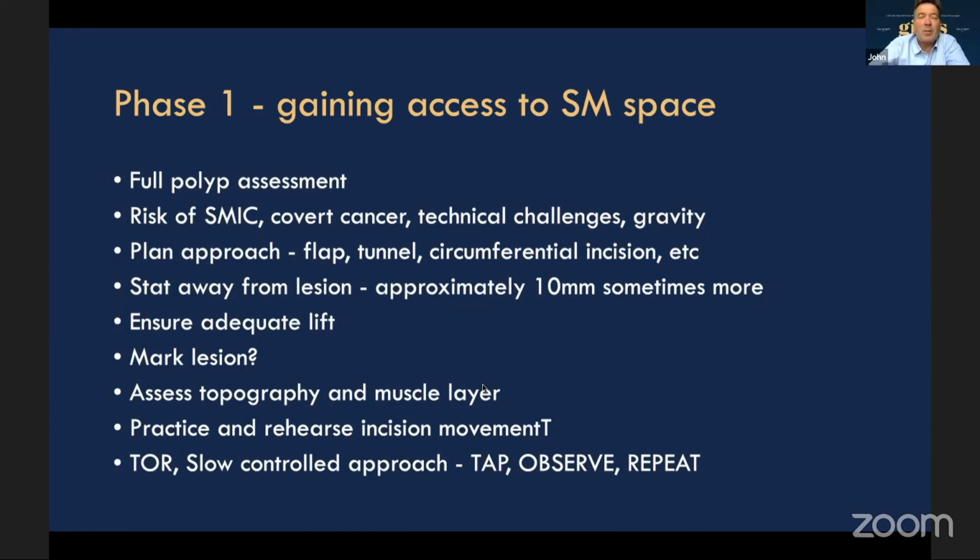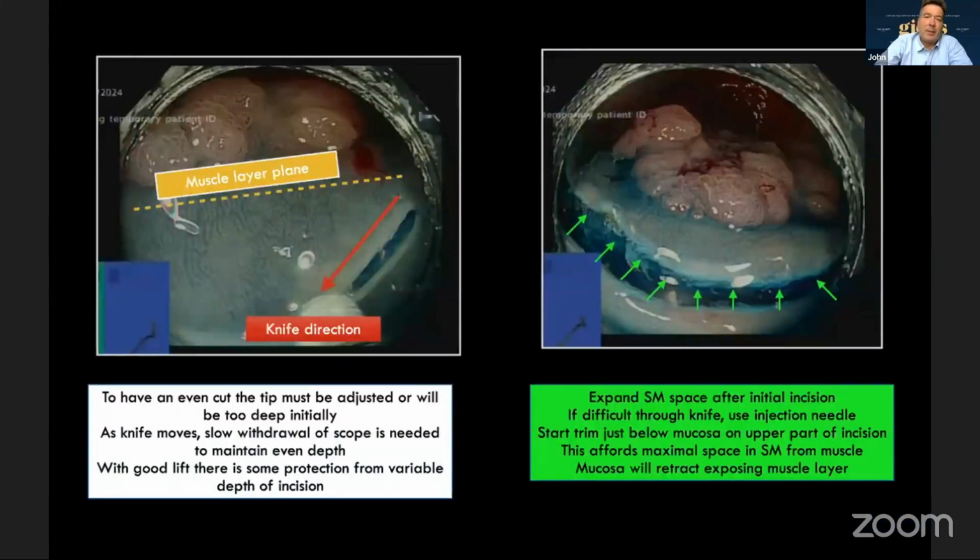Marking the lesion, we've discussed earlier in the course, and I think when you're starting off, marking the lesion is a very good thing to do. And then you need to assess the topography and where the muscle layer is. So practice and rehearse your incisional movement. Tap, observe, repeat. Tap, observe, repeat. So this is what I was talking about earlier, about thinking about how you're going to make a cut.